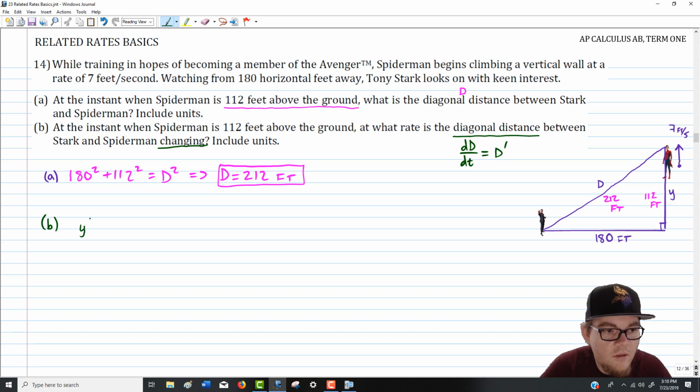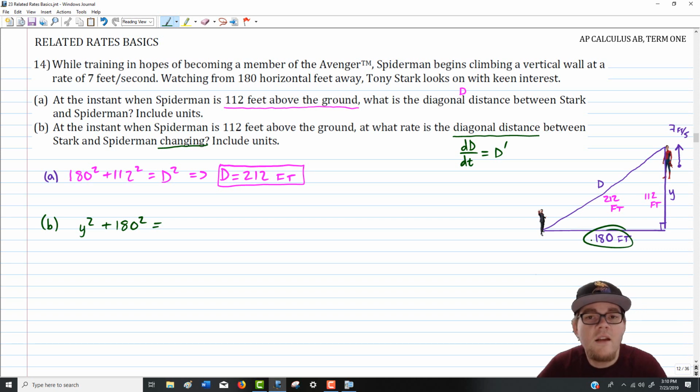When I write my equation, I have to be careful. We have y squared plus 180 squared. If you're curious why I'm putting in 180, it's because this length isn't changing. This length is constant because Tony Stark's just standing there, probably on his smartphone, or trying to figure out some way to time travel. Just standing in place, a set horizontal distance from the base of the building where Peter, Spider-Man, is climbing. So that one's not changing.